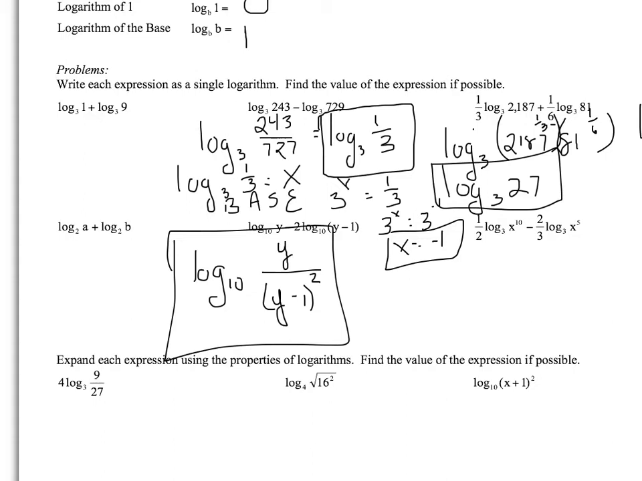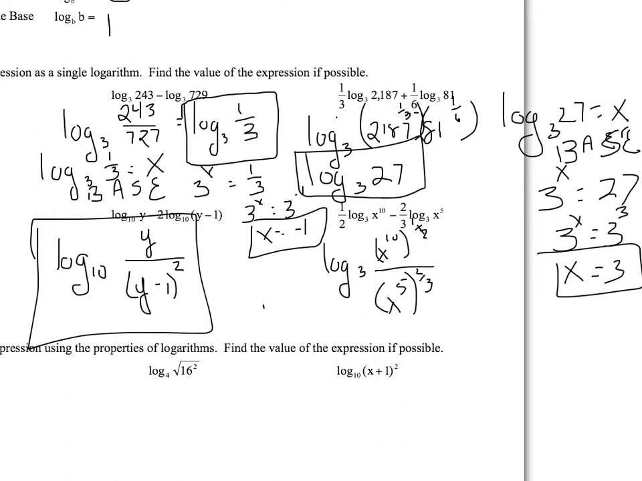The next one's going to be a little bit more work. Subtraction will condense to division. The numbers in front will become powers. So it's going to be log base 3 of x to the 10th to the 1/2 power divided by x to the 5th to the 2/3 power.